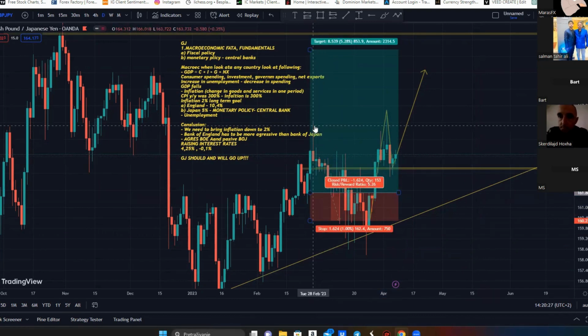And then something I don't know happens. SVB Bank goes bankrupt. You have Credit Suisse problems. Investors flock to safe havens. And then I lose my money. Yeah, it is possible. So even if your macroeconomic fundamentals are right, you can still lose a trade because you can't predict these types of events.